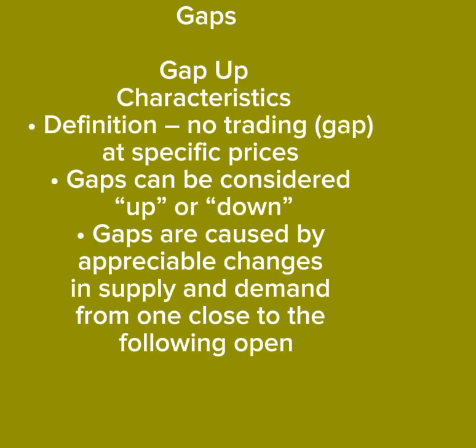Gaps. Gap up. Characteristics. Definition: no trading at specific prices. Gaps can be considered up or down. Gaps are caused by appreciable changes in supply and demand from one close to the following open.